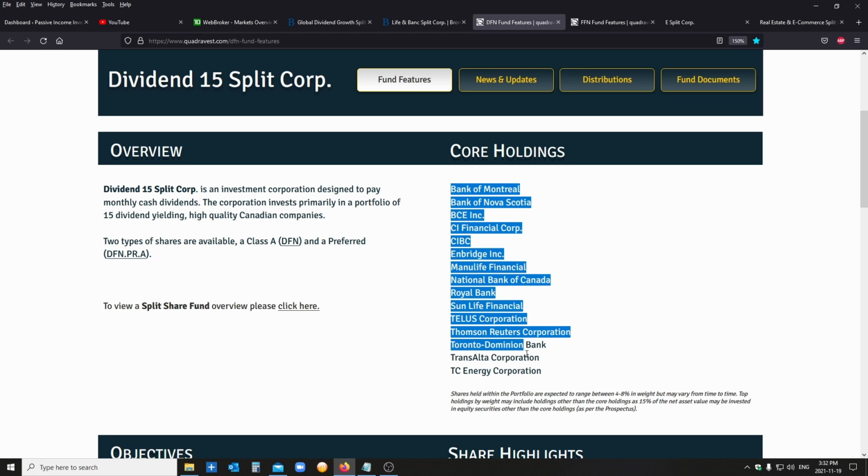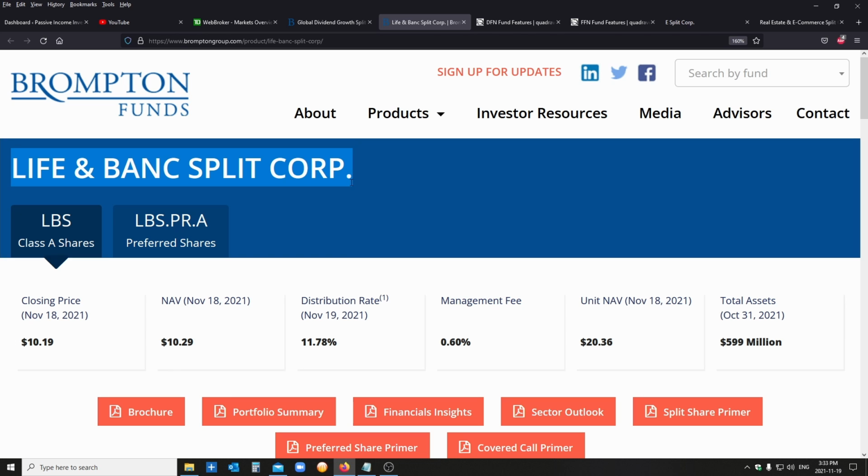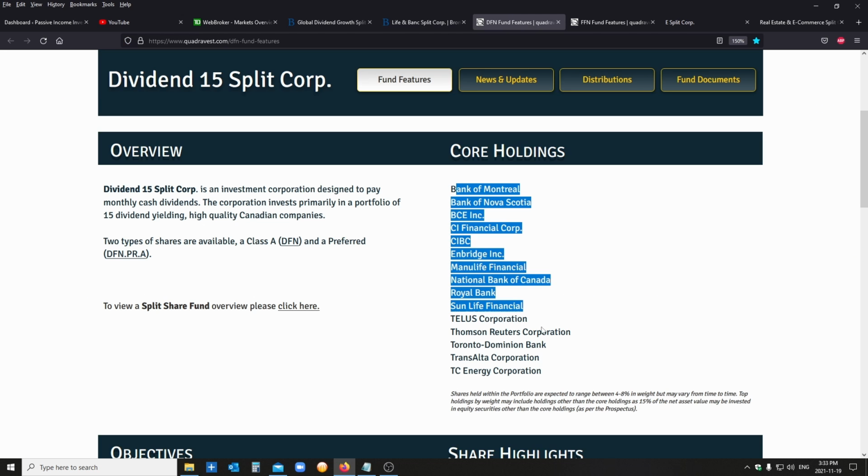So you could see what they have here. It's basically a portfolio of the best dividend stocks in Canada. So a lot of financials, all the big banks are there. Manulife is there, Sun Life is there, Thomson Reuters, and you also have Enbridge, Bell and TELUS in here as well. So a little bit more diversified than, let's say, the life and bank one, right? Which is just the best and biggest financials in Canada. So this one is a little bit more diversified. Yes, very heavy on the financials, but a little bit more diversified.